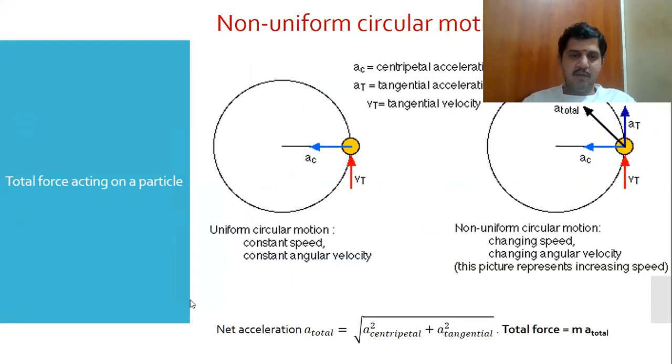Now if I look at the net acceleration, how do I calculate it? A total is equal to the square root of A centripetal square plus A tangential square. What do we do here? We consider that these two vectors are perpendicular to each other, because this is along the tangent, and this is along the center. Since they are perpendicular, the resultant is given by the square root of the sum of squares. So we take this vector, A total, and the total force acting on it is equal to M into A total.